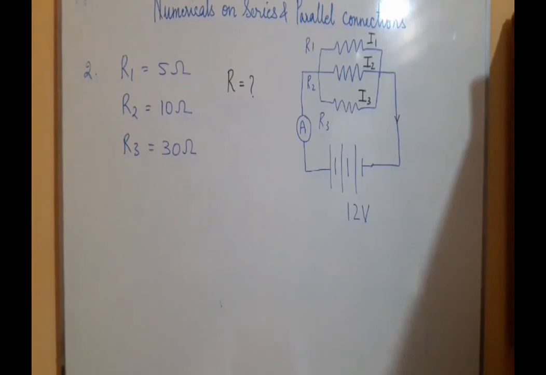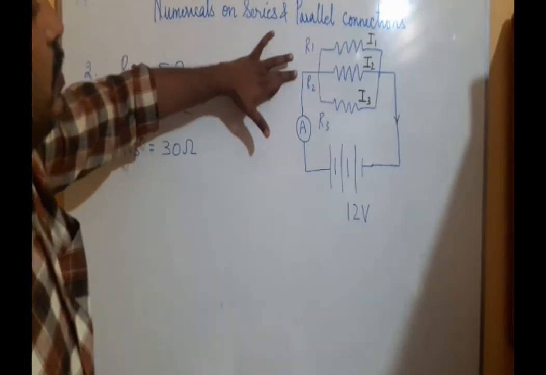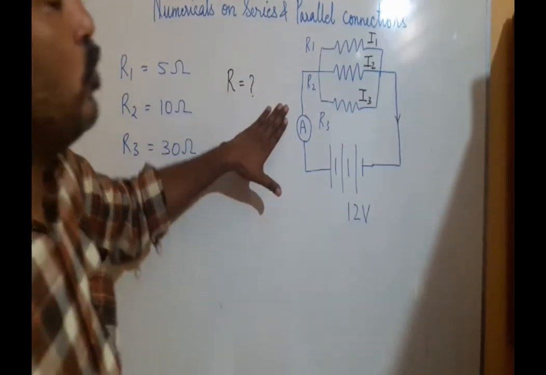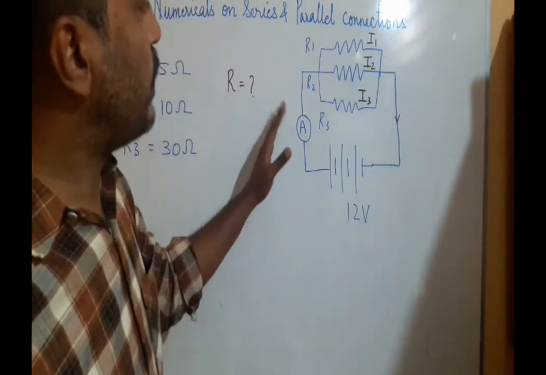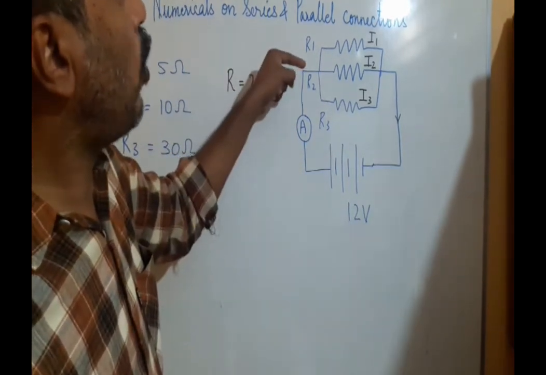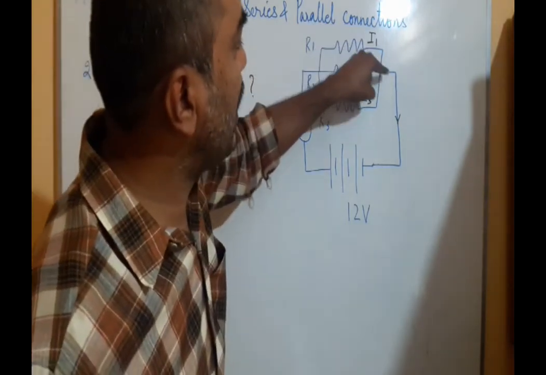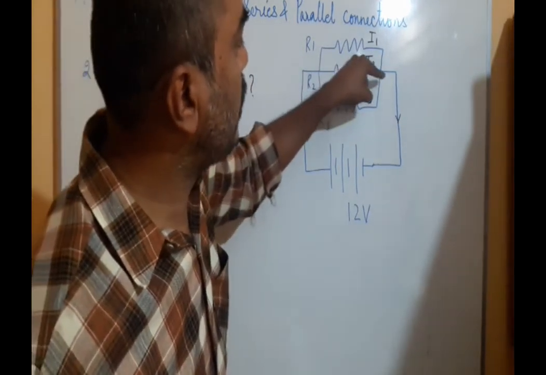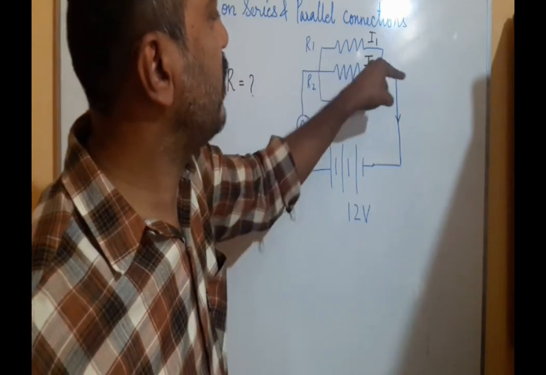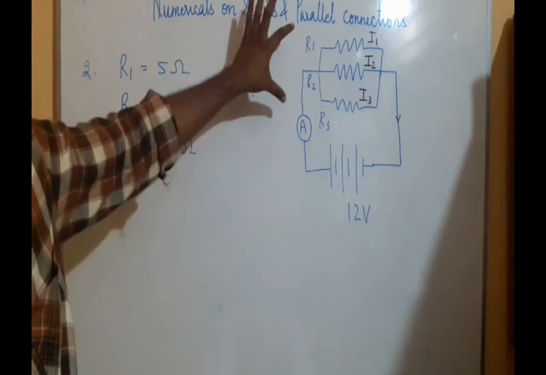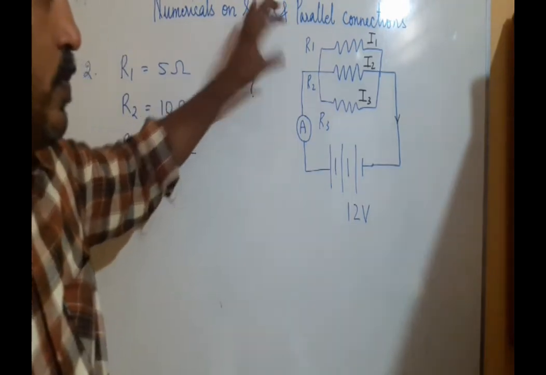Okay. So in this circuit diagram, we have three resistances in parallel. R1, R2, R3 are in parallel. How do you know they are in parallel? They are in parallel because there are three alternate paths for the current to pass. The current can pass through resistance R1 or resistance R2 or resistance R3. Since there are more than two paths for the current to pass, the circuit diagram is a parallel connection.